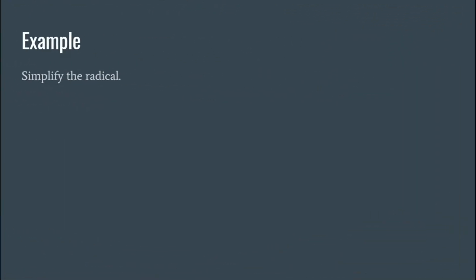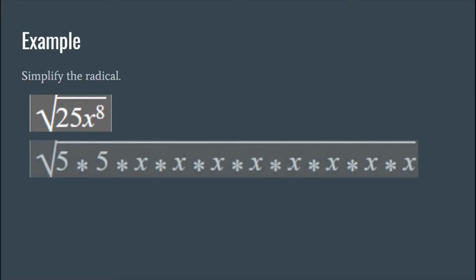Okay, so we're going to simplify this radical. This is the square root of 25 x to the 8th. Remember what I said, if you don't see a number here, let's assume that n is 2. First step was we prime factor this. So this is what it looks like prime factored. I got 25, which breaks down to 5 and 5, and I have 8 x's.